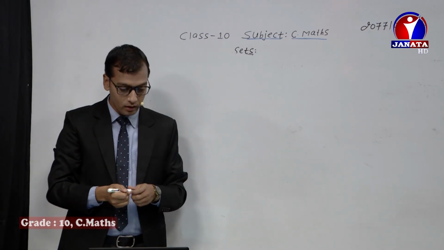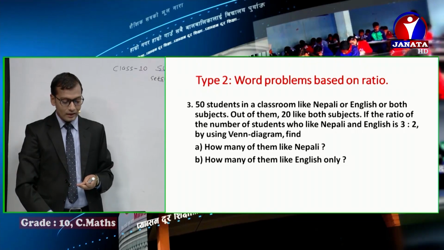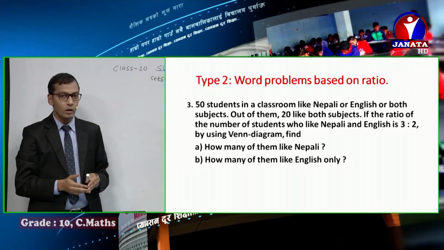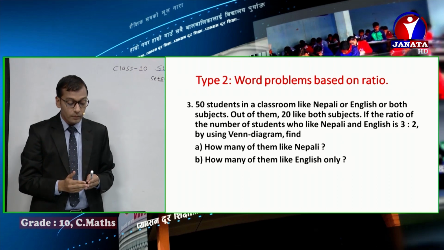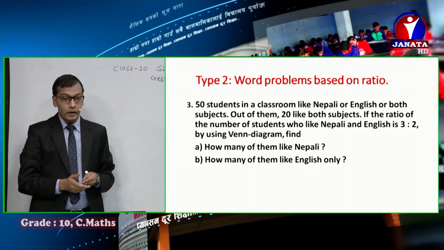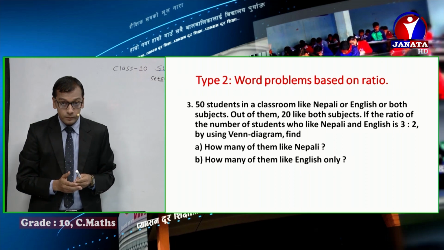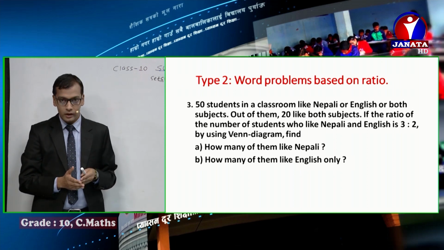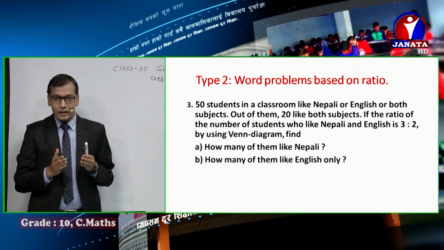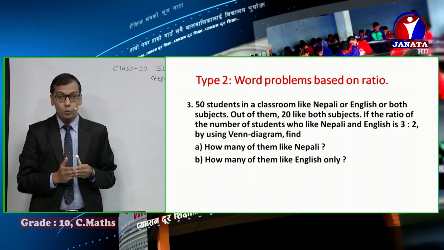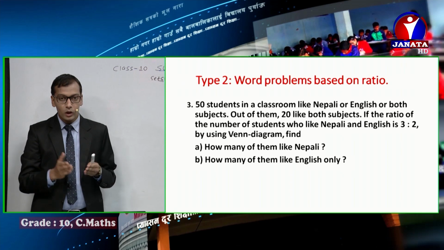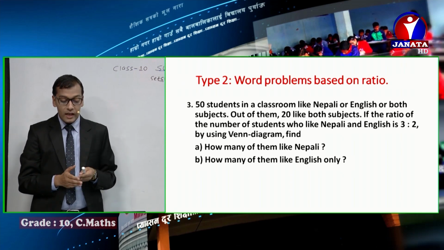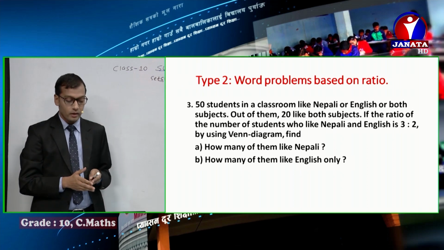Let me read this out. 50 students in a classroom like Nepali or English or both. So there are a total of 50 students in a classroom, and out of 50 students, they like either Nepali or English or both. That means every student likes at least one subject. There is no one who does not like any of the subjects. Out of them, 20 like both subjects, which is the intersection.